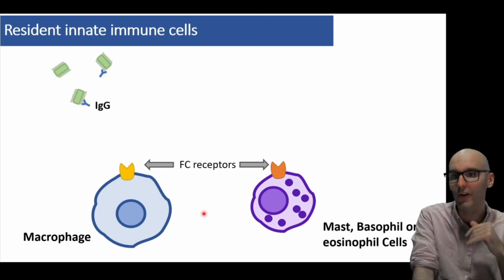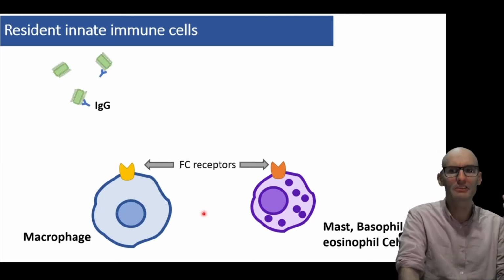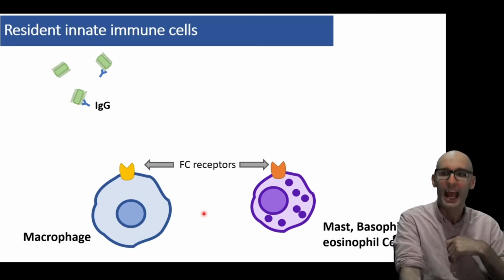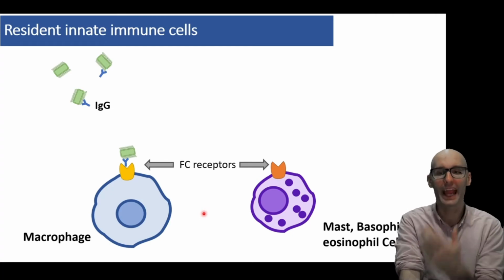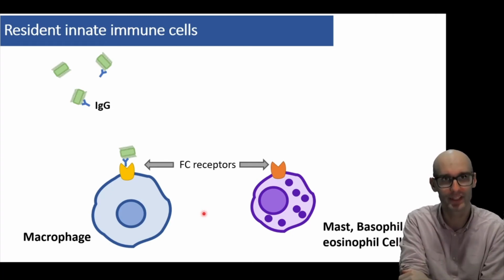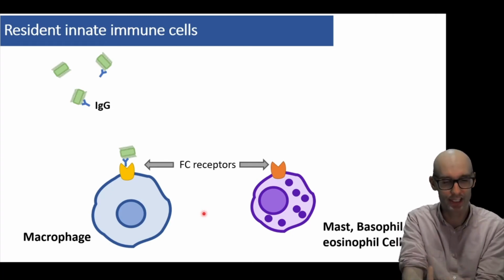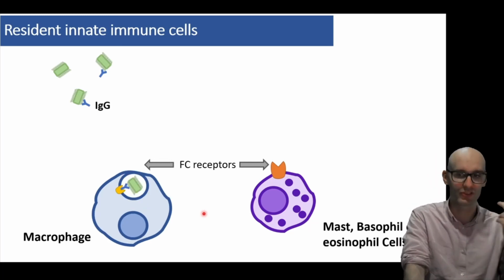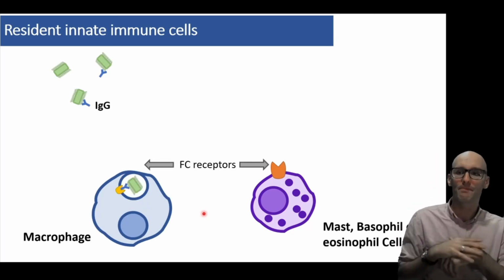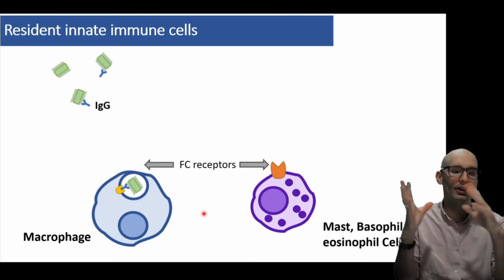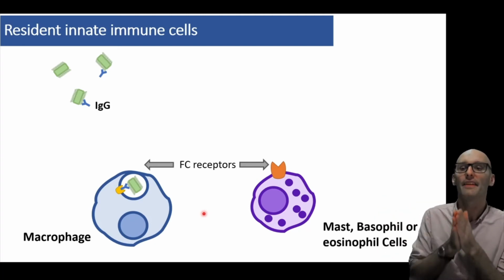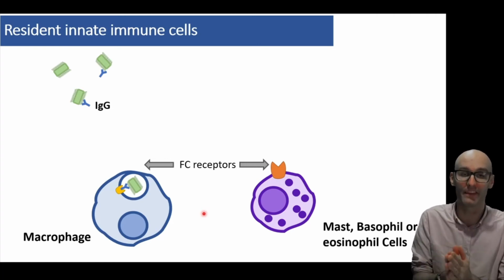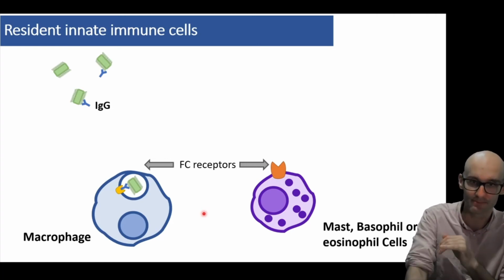So the macrophage Fc receptor recognizes the antibody, the IgG, and so upon activation of the macrophage Fc receptor by an antibody that's recognized as antigen, we will get phagocytosis, right? So that is part of the opsonization process, right? The IgG has helped the macrophage recognize that pathogen and phagocytose it.